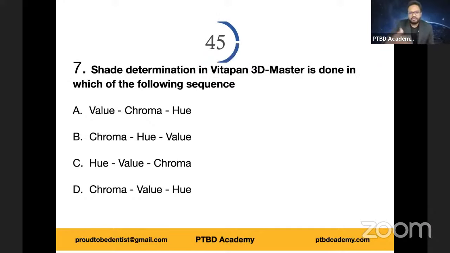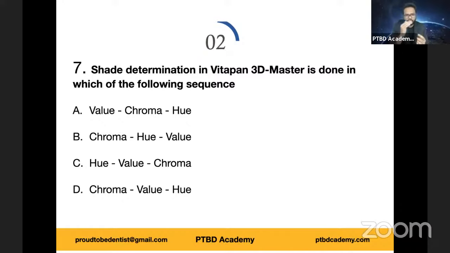about Vitapan or Vita 3D Master. Shade determination in Vitapan 3D Master is done in which of the following sequence? In fact, I've given you some hints regarding the same while discussing rearrangement of shade tabs in Vita Classical. So what's the order in which you determine the shade when using 3D Master? In fact, this is considered to be more appropriate in line with the 3D Munsell color system. So which one is the right sequence of shade determination using 3D Master?